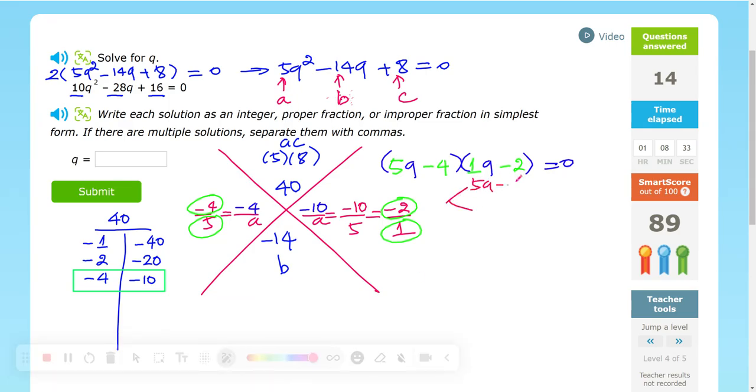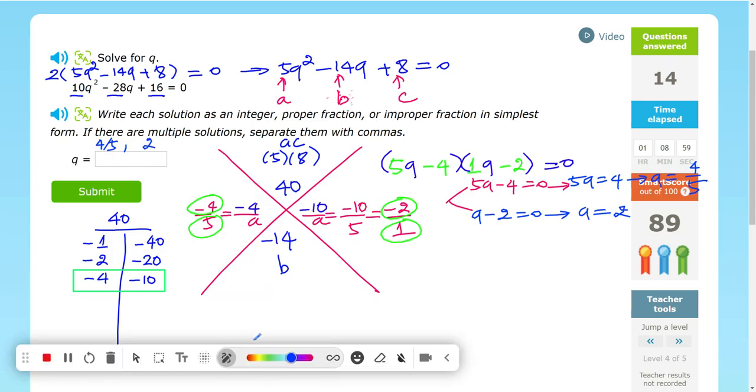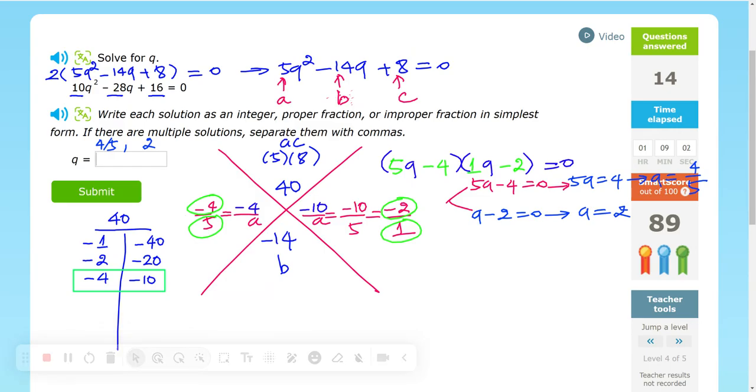5Q subtract 4 equals 0. Then 5Q equals 4, so therefore Q equals 4 over 5. Put a comma. And then Q subtract 2 equals 0, so Q equals 2. That's a second solution. So I put it down: 4 over 5, comma, and then 2. And I submit, I should be correct. Voila.